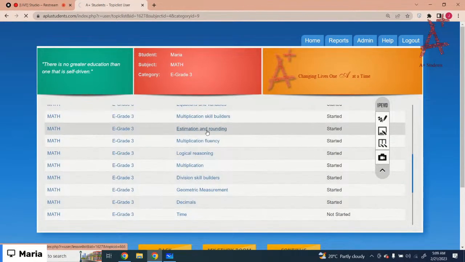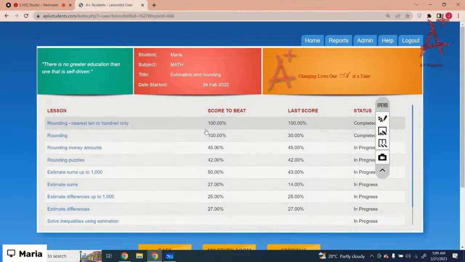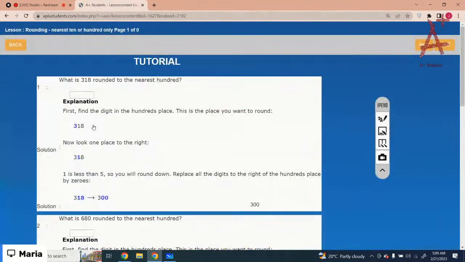Okay, the next lesson is estimation and rounding. So let's just start with the lesson. Let's start with the first one, rounding to the nearest 10 or 100 only. Okay, so if you have to round off to the nearest 10 or the nearest 100.